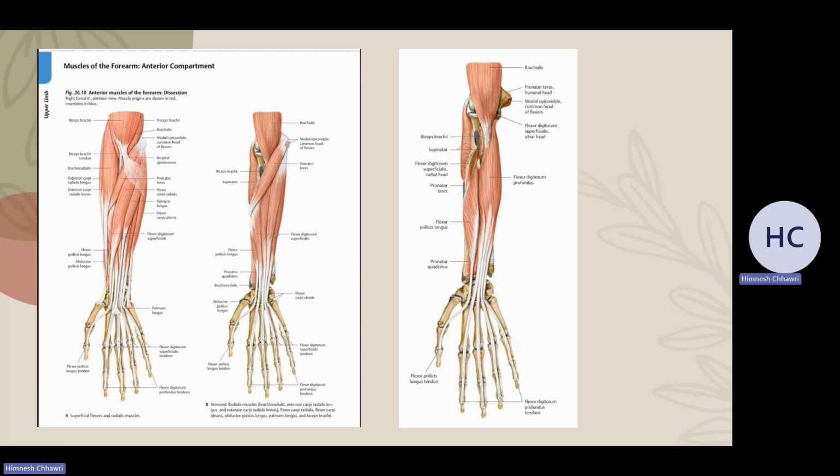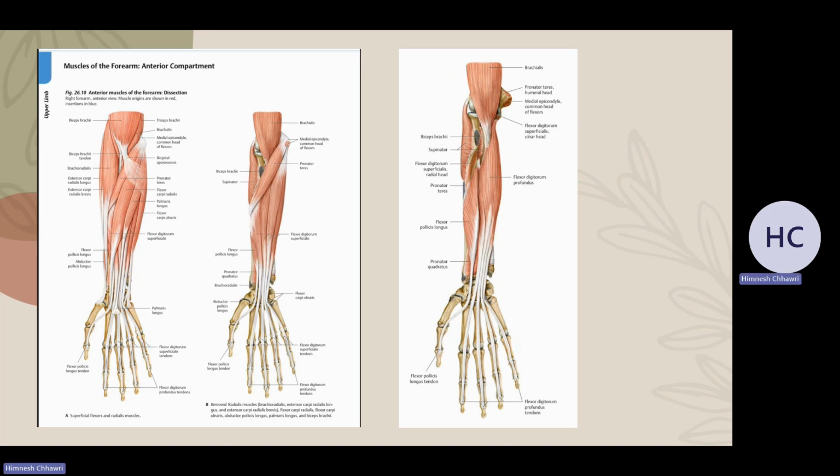coronoid process, not the coracoid. Coracoid is in the scapula, correct. Coracoid process is in the scapula. Coronoid is in the ulna, and it inserts into the lateral surface of the radius, distal to supinator insertion. So supinator muscle is present in the posterior compartment, and it also inserts into the radius in the proximal region. So it'll be somewhere here. The pronator is distal to it. So supinator inserts here, and the pronator is on the radius distal to it.